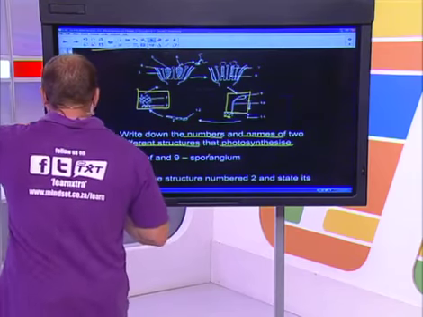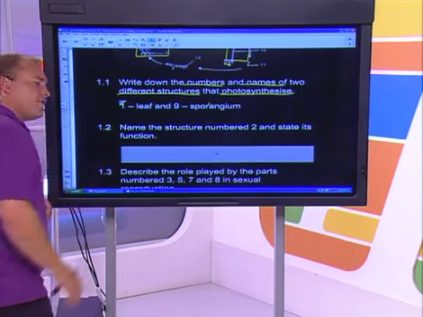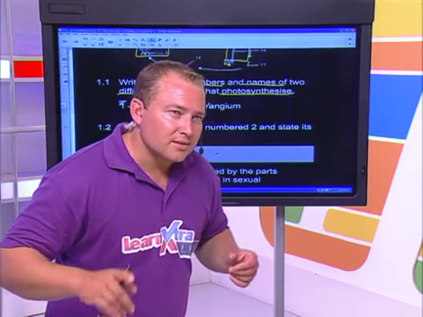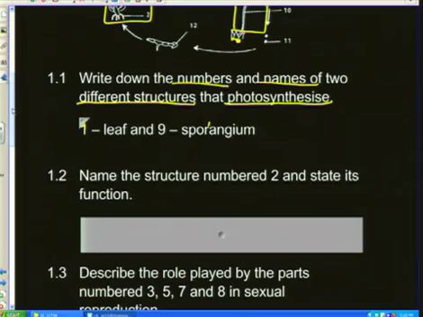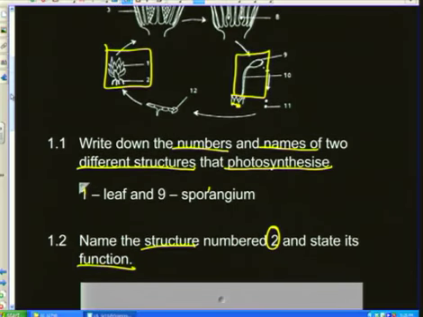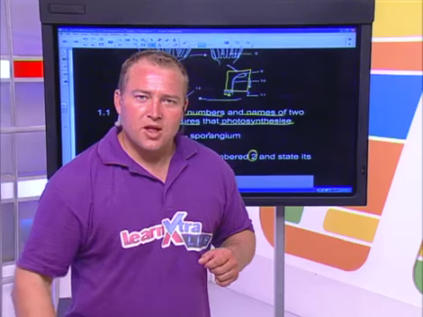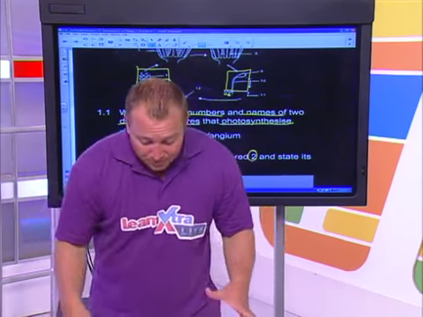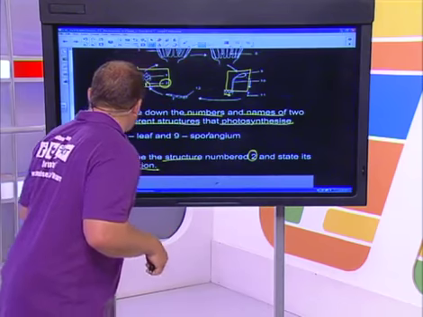Okay, next question. It's nice and easy. These are very simple questions. If you start learning and understanding your life cycle, it becomes very easy. Next question: name the structure numbered 2, and state its function. There it is. It's these funny little white things coming out here. What are those called? Those things are quite cool. Oh, I asked for its function, so I must give it.